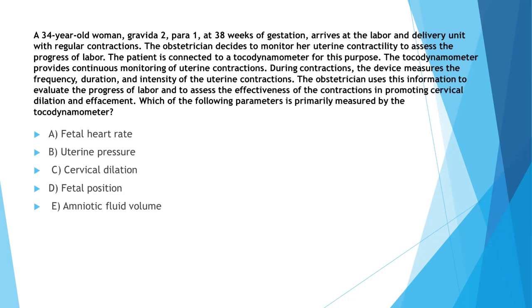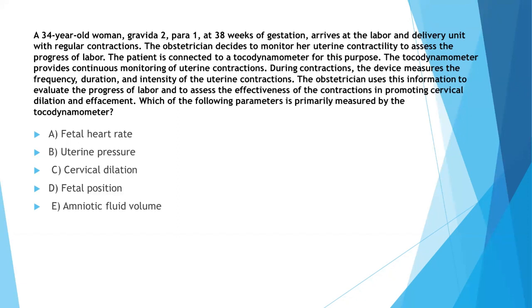The obstetrician uses this information to evaluate the progress of labor and to assess the effectiveness of the contractions in promoting cervical dilation and effacement. Now, which of the following parameters is primarily measured by the tokodynamometer? Fetal heart rate, uterine pressure, cervical dilation, fetal position, or amniotic fluid volume.